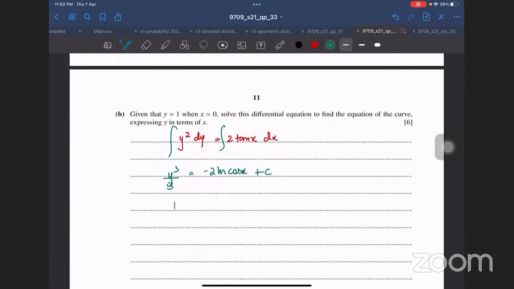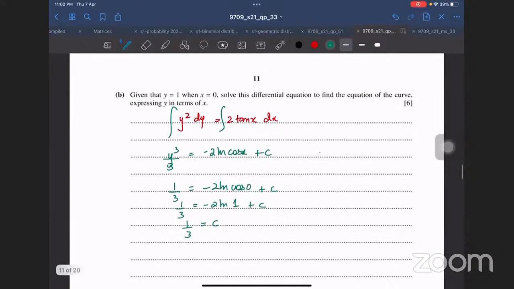Then trying to find c, 1 over 3 minus 2 ln cos of 0, minus 2 ln 1. So c is 1/3. Now I need to make y the subject of the equation. So I'm going to say y cubed over 3 equals minus 2 ln cos x plus 1/3. Cross multiplying gives me minus 6 ln cos x plus 1. And then a cube root.